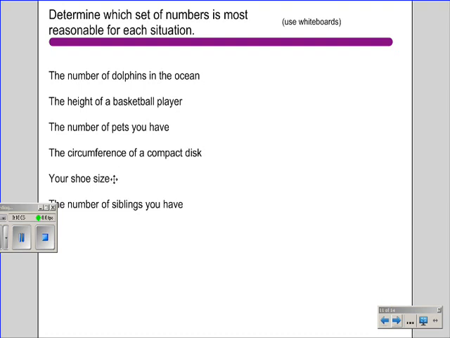Your shoe size. Your shoe size could be a half, it could be a whole, depending on what it is. But that number could be rational and real, or it could be a natural, whole, integer, rational and real. And the number of siblings you have will be, depending if you have some or none. If you have 0, it would be a whole number, integer, rational, real. And if you have at least 1, then it would be natural, whole, integer, rational, real.